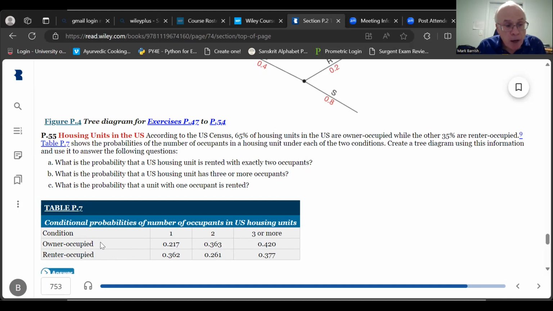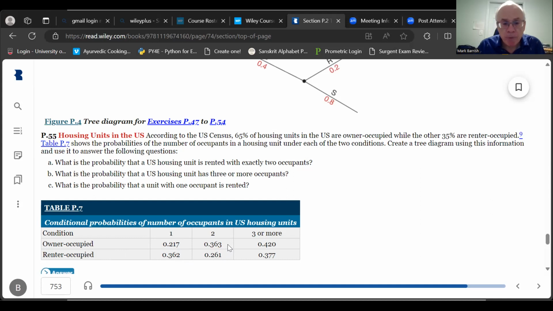Owner occupied, of course, means the people living there are owners, and renter occupied means the people living there are renters. So what does the 0.217 say? It says what's the probability that you have 1 person in the house, given that that person is an owner. And 0.362 is the probability of 1 person in the house, given that you know that the person's a renter.